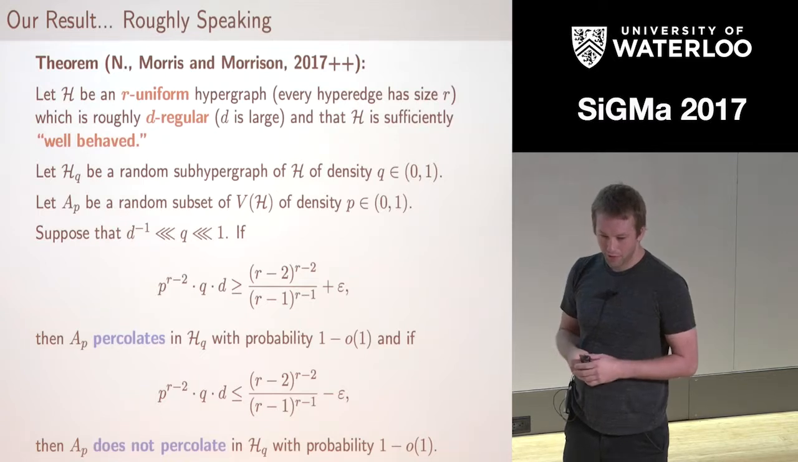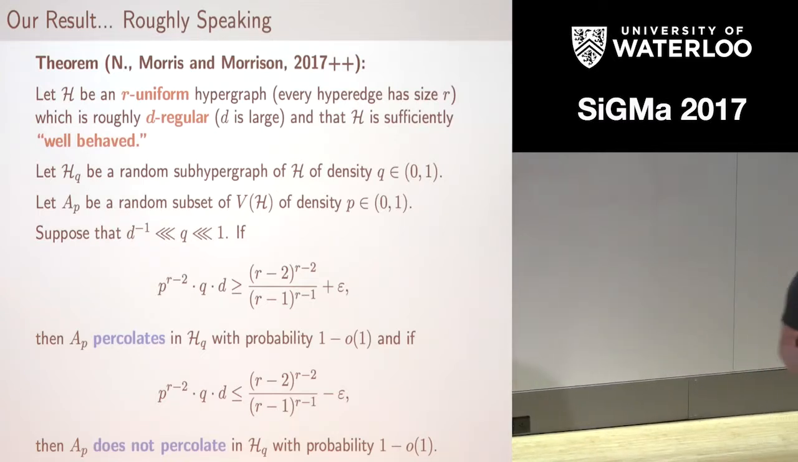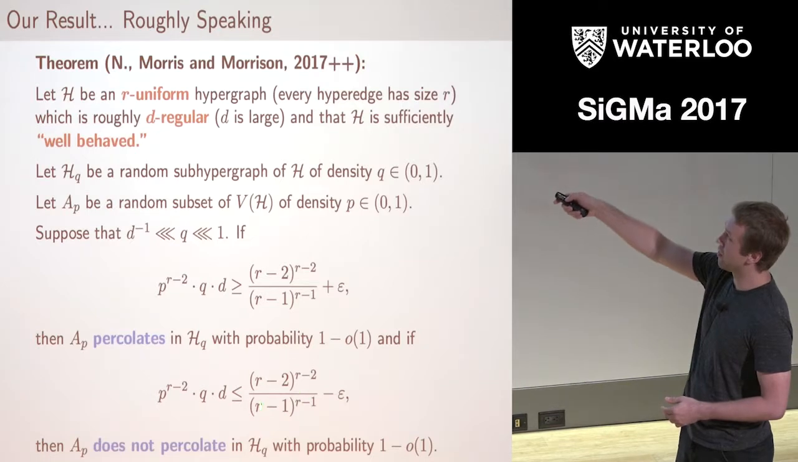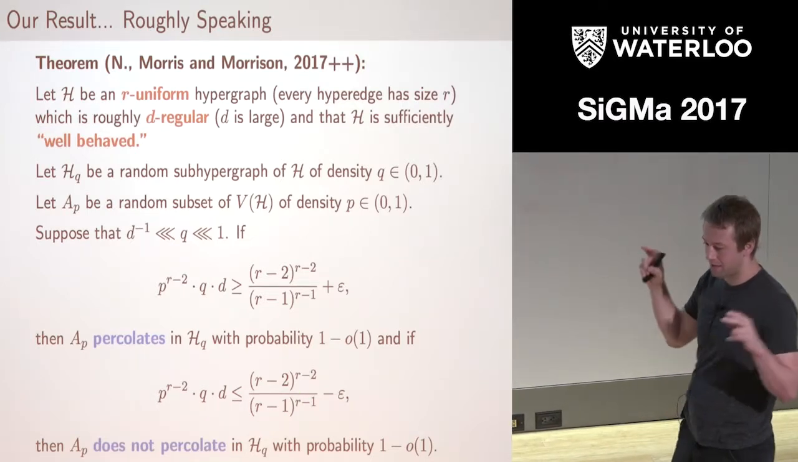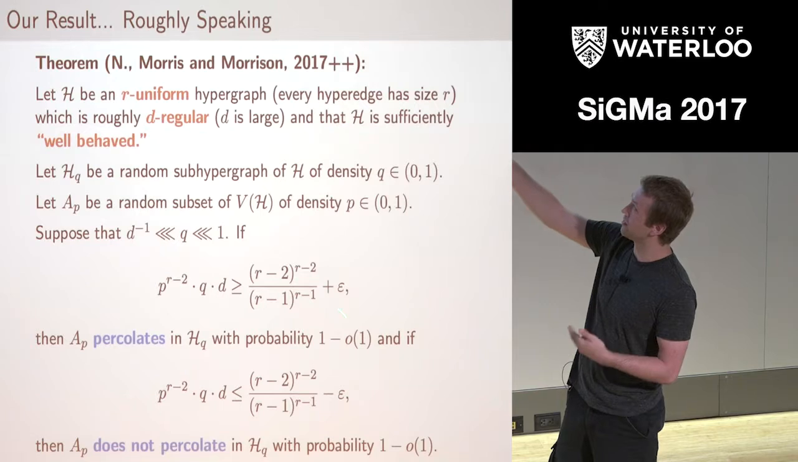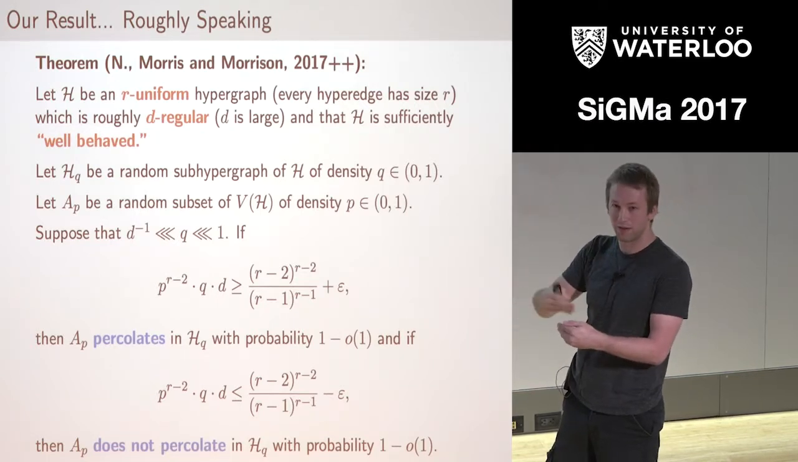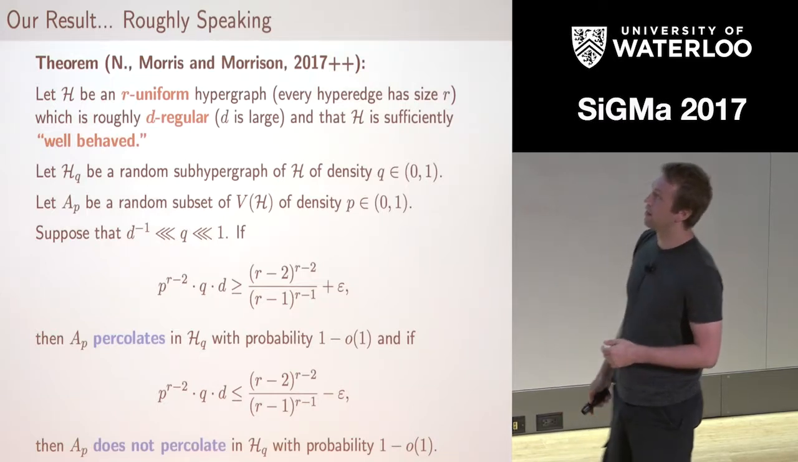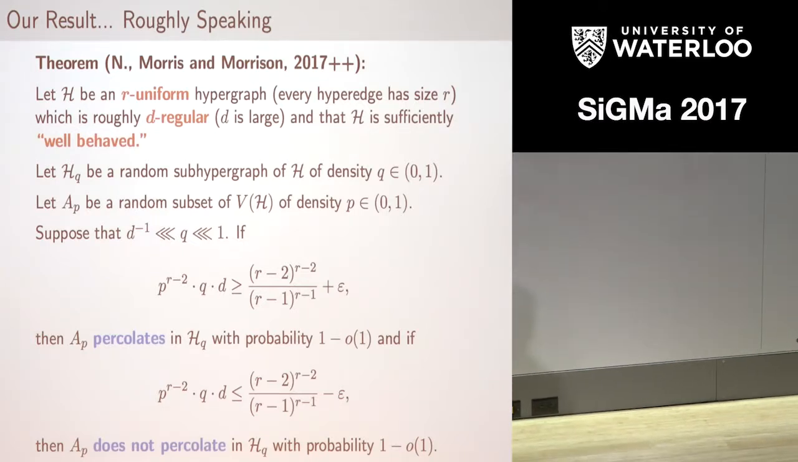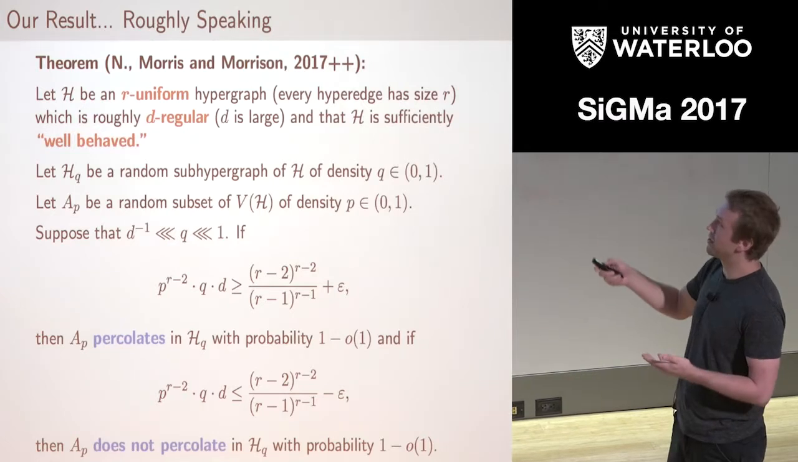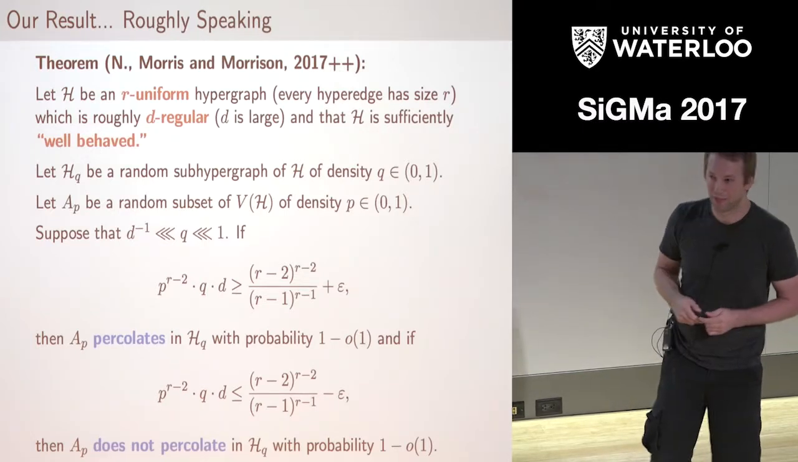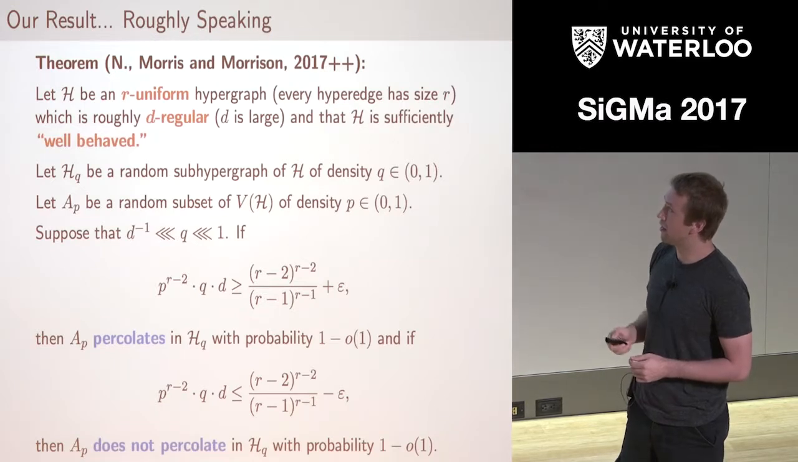There are a few things I want to highlight in this result. One is that this gives what we call a sharp threshold, in the sense that if either the density of the hypergraph or the density of the infection is slightly bigger or slightly smaller than this constant, that tells us whether percolation happens with high probability or low probability. The other thing is that this result applies to a wide range of hypergraphs. To believe me on that, you have to trust that this well-behaved condition is rather mild, but it is. It's not too bad. Okay, so this is the result.